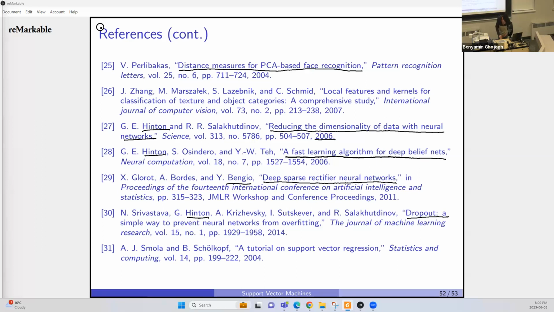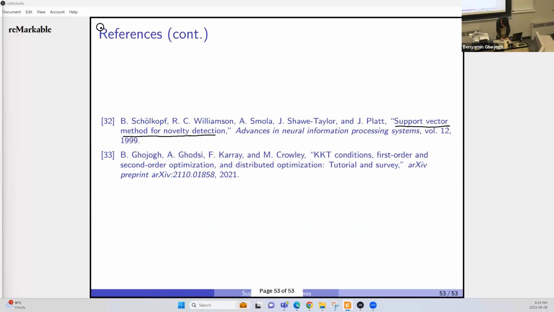Hinton's team. This is a tutorial on support vector regression. You can take a look at that for SVR, support vector regression. Scholkopf and Smola. These are two important scholars. They have talked about it. Scholkopf also, support vector method for novelty detection. This is one class SVM for outlier detection. Okay, and this is our paper on KKT conditions.